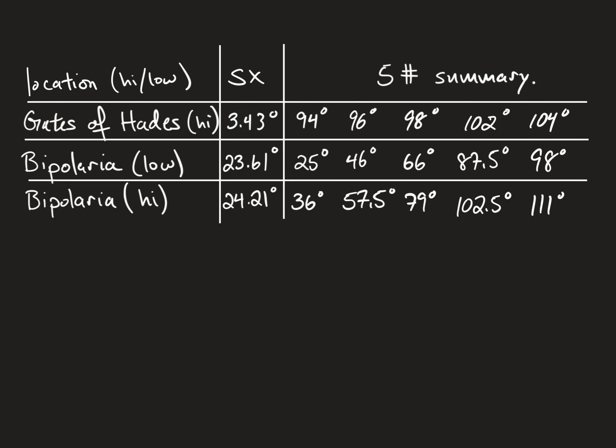So even though you don't have the information in this video, the sample standard deviation for the Gates of Hades high temperatures is 3.43 degrees, and here's the 5-number summary. And you can see that information for both the low temperatures recorded for Bipolaria and the high temperatures recorded for Bipolaria in those last 21 days.